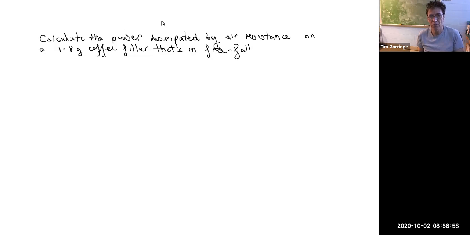Of course, I'm going to start with a sketch. So here is my coffee filter. It is falling towards the ground.